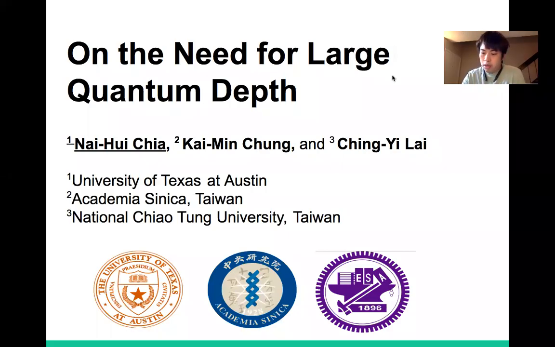Today, I'm very excited to present our work on the need for large quantum depths online in START 2020. This is joint work with Kai-Ming Chong from Academia Sinica, Taiwan, and Qin Lai from National Jiao Tong University, Taiwan.